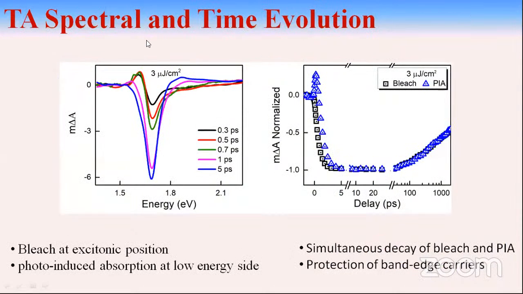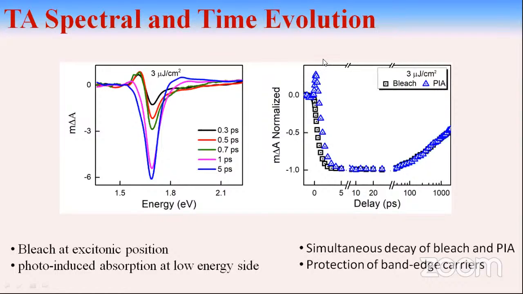So here we have shown the spectral and time evolution of the transient absorption on FAPbI3 nanocrystals. So this is the spectral evolution. Here what we could see is we have a bleach at the excitonic position, and also there is a photo-induced absorption on the red side of this bleach. The corresponding temporal evolution of the bleach and the photo-induced red-shifted absorption is shown in this right-side figure.